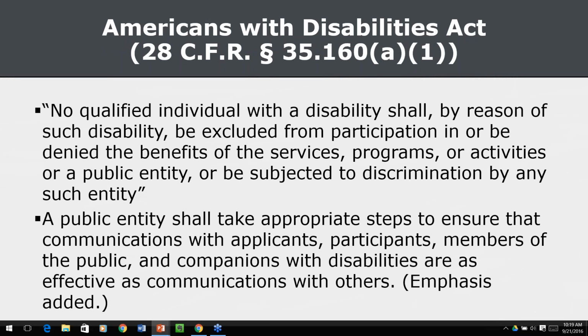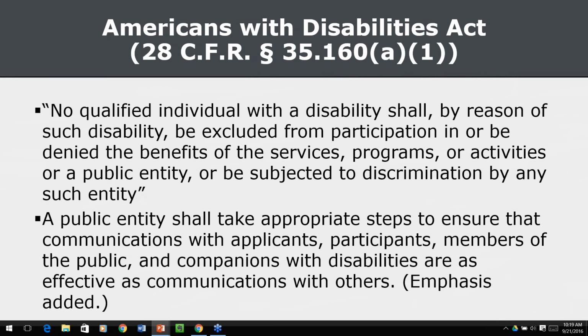This next bullet point is huge, and it's been an underappreciated element of our obligations for assistive technology. It says that a public entity shall take appropriate steps to ensure that communications with applicants, participants, members of the public, and companions are as effective as communications with others.